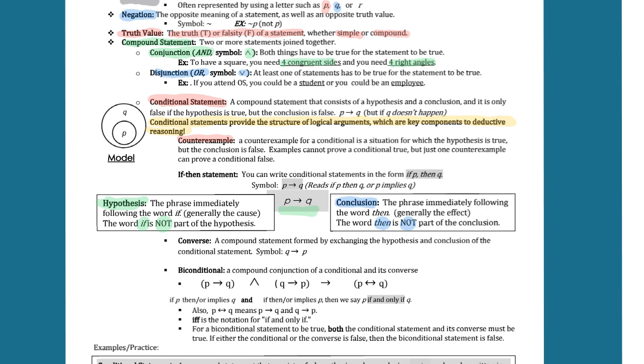But what would be the hypothesis? Put money in a vending machine. What would be the conclusion? You will get a treat. Okay. So that is the conclusion. Not then you will get a treat, but just you will get a treat. So that is going to be a conditional statement where there's a hypothesis and a conclusion that follows from it.